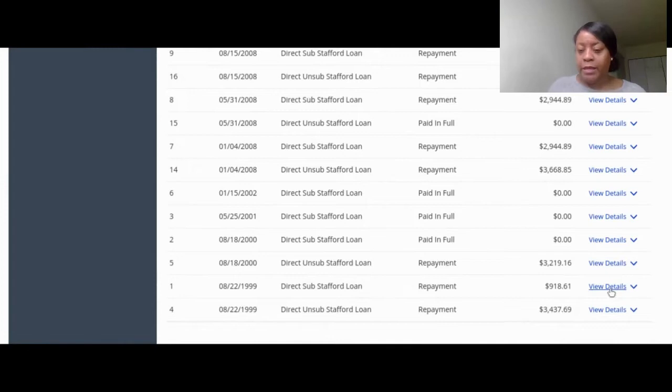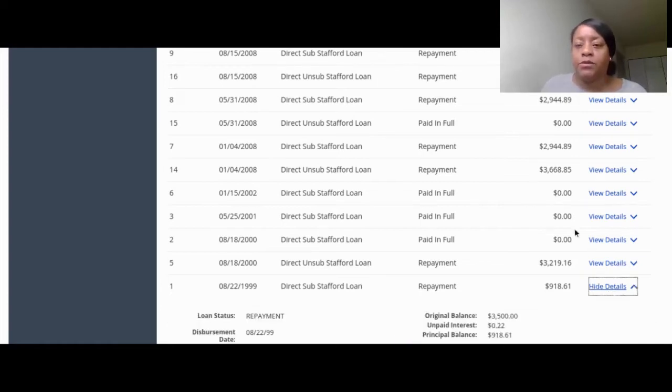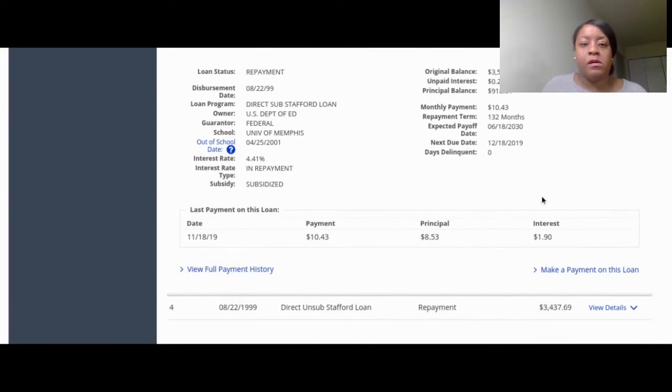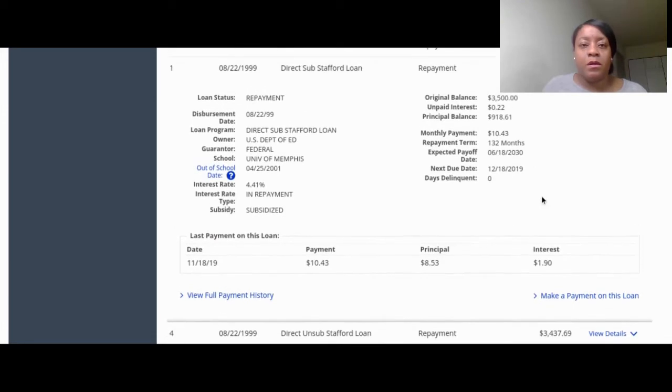So let's get this one taken care of. I estimated $918.92, and you can see right now it shows 918.61. And I am going to make a payment on this loan. I was just checking everything, seeing how much interest is paid. Well, unpaid interest that I had on this particular one.